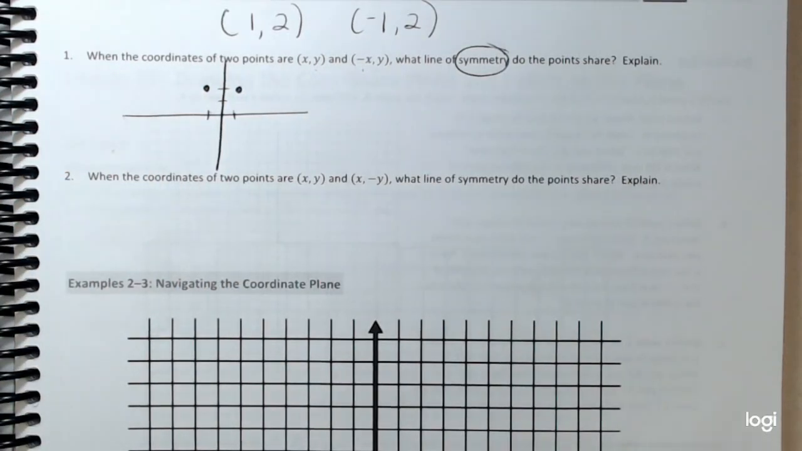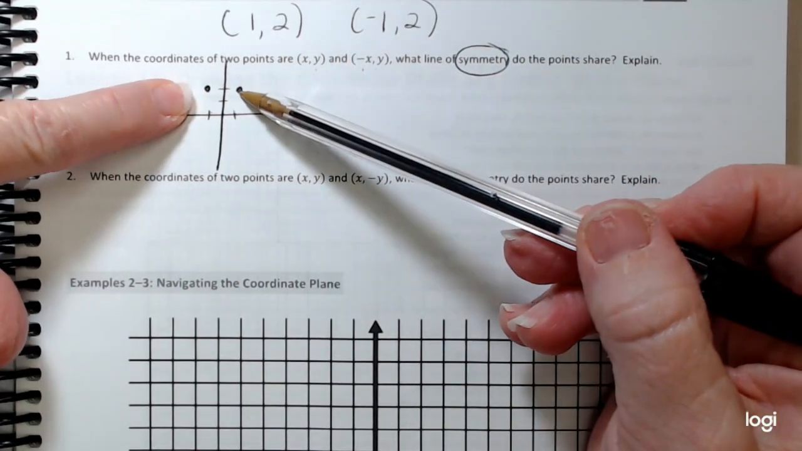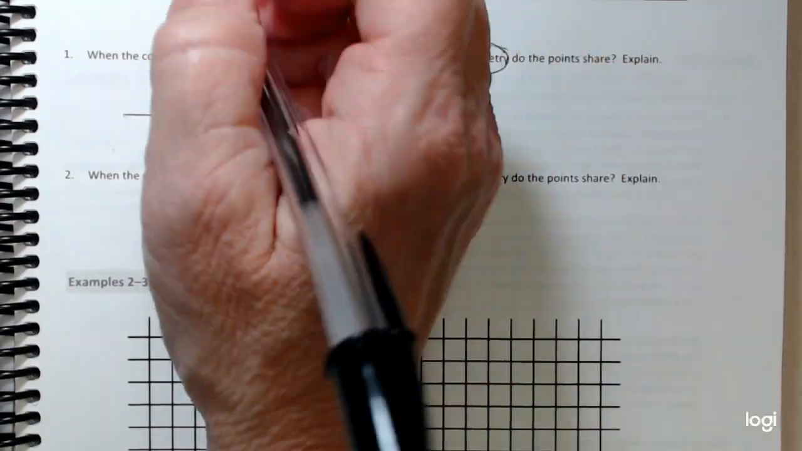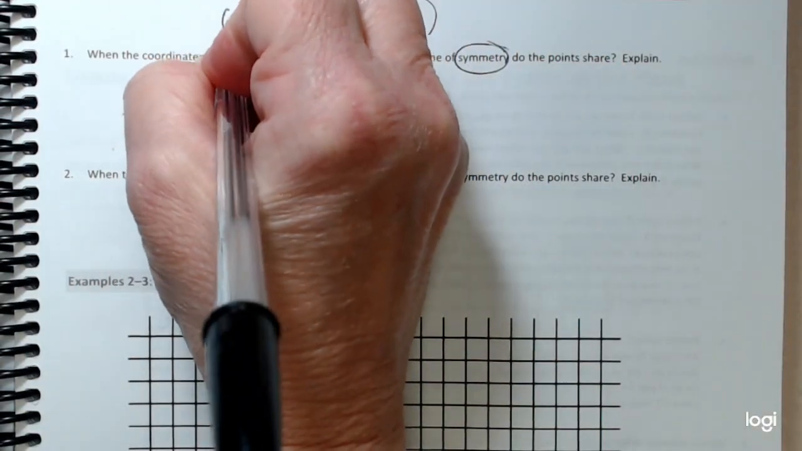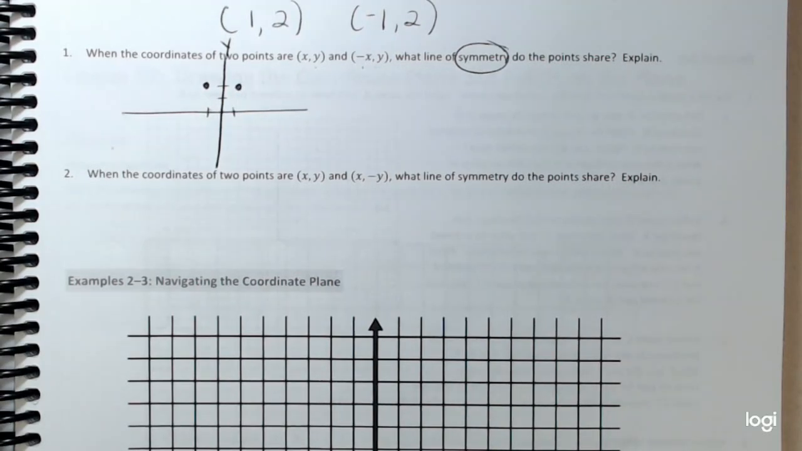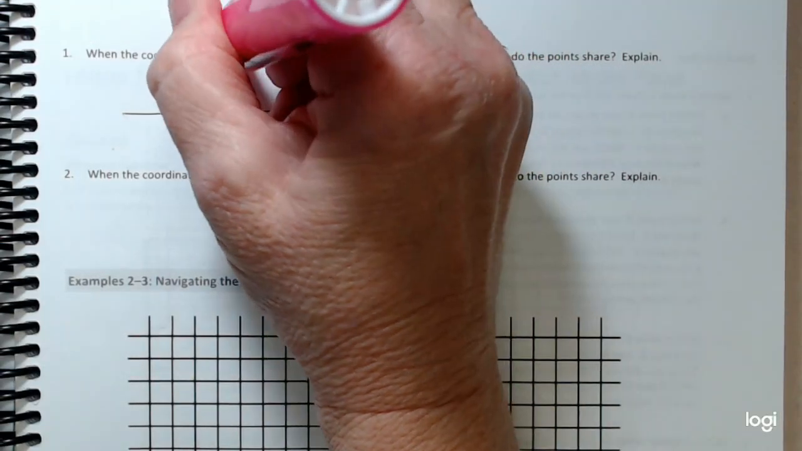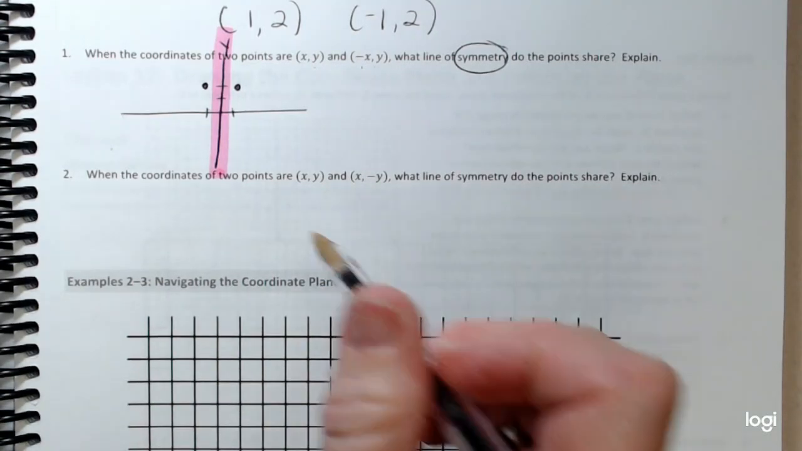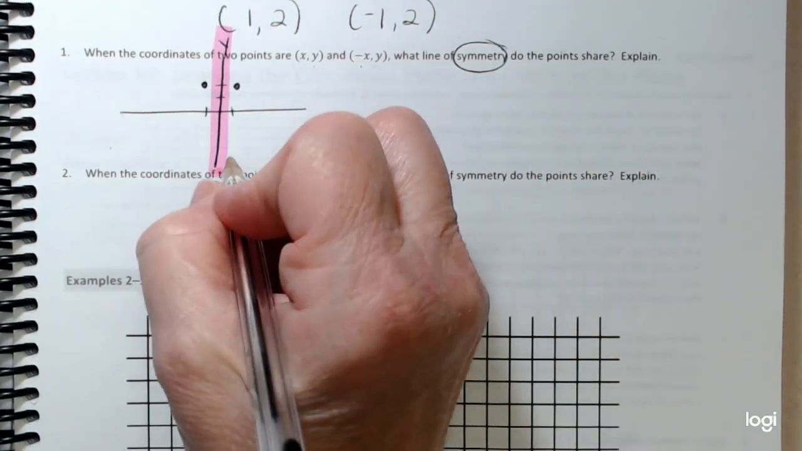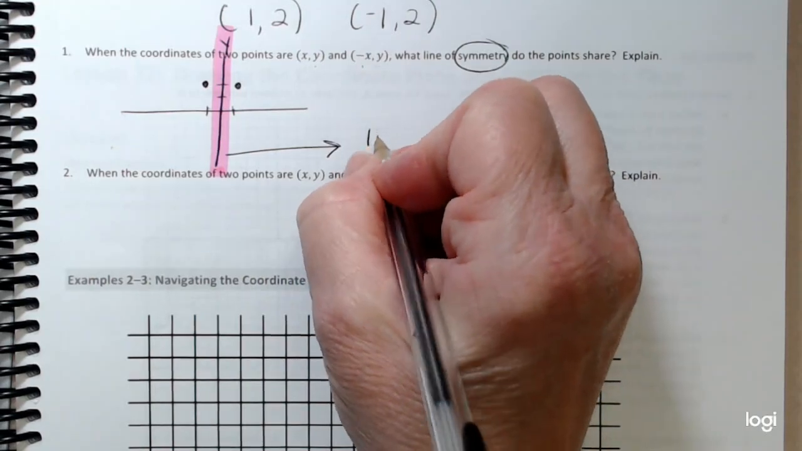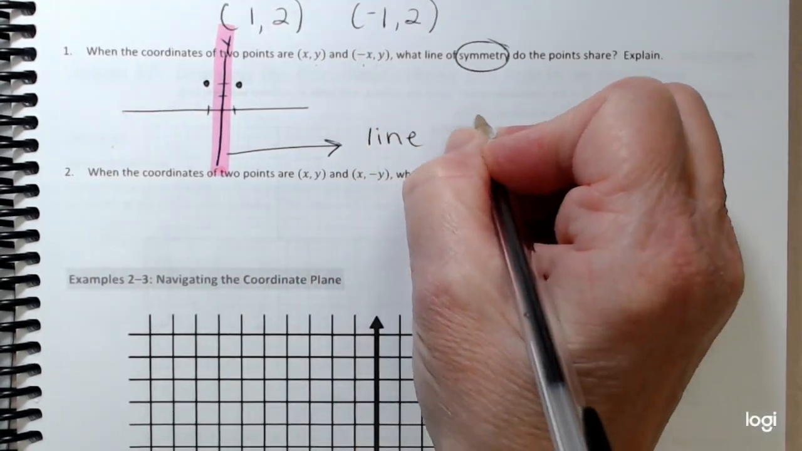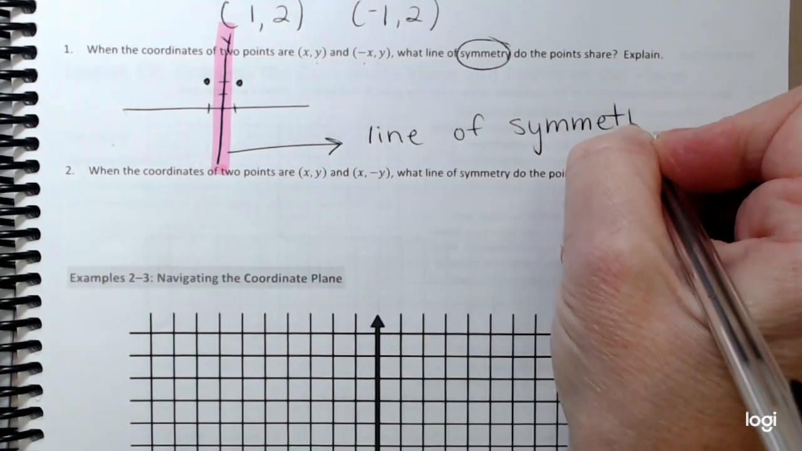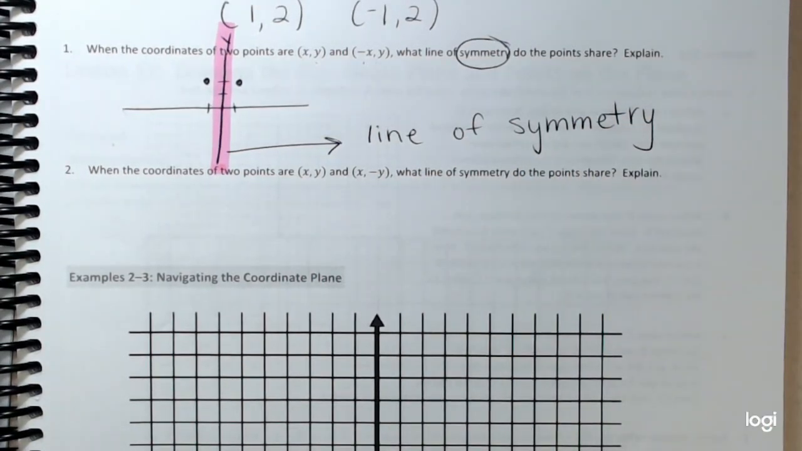All right, so you will notice our 2 points are reflected over which axis? Which one is this one? This is called the y-axis. And so you will notice that our points reflected over the y-axis. And because they're reflected over the y-axis, we call this the line of symmetry. So let's make a little note here and say line of symmetry.